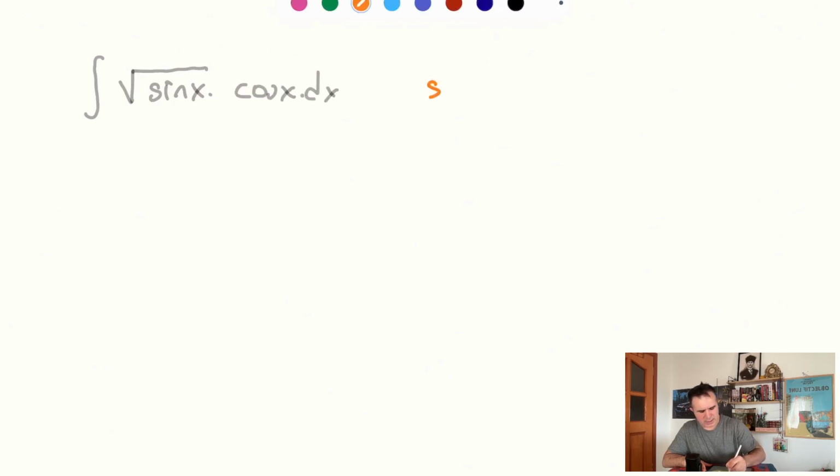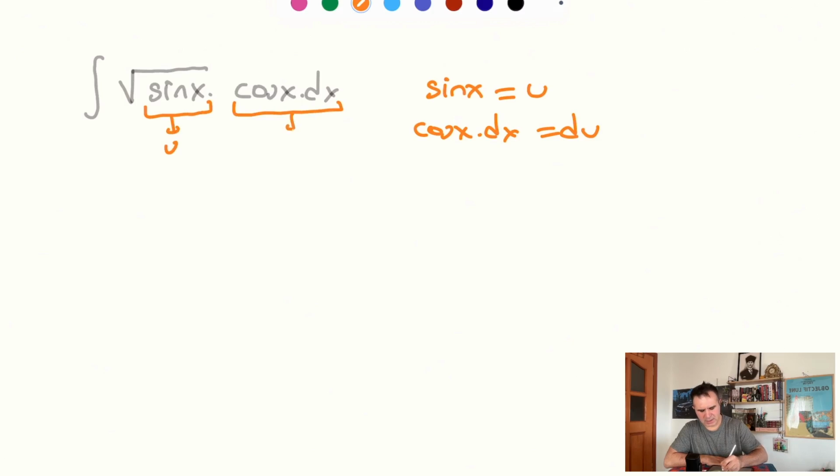We will say that sine x is equal to u, and take the derivative of both sides. Cosine x times dx will be equal to du. Then in the integral we will say square root of u, and cosine x dx will be du here, and the integral becomes square root of u times du.